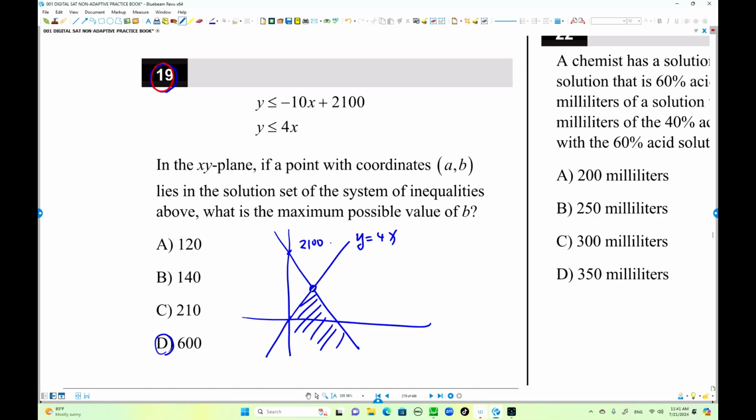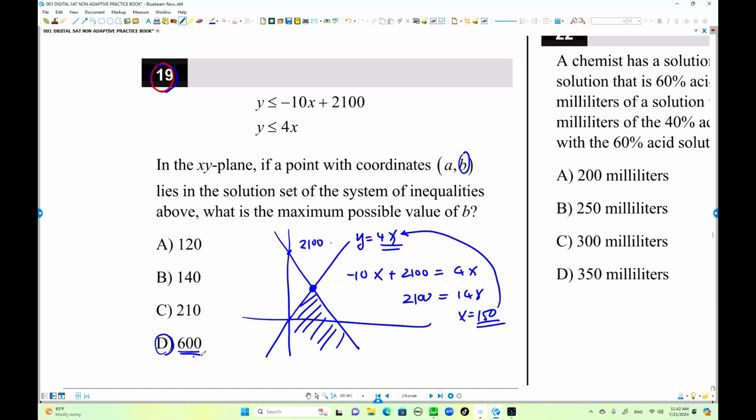So we're going to solve these two equations, right, at the intersection. So negative 10x plus 2100 equals 4x. 14x equals what? 2100. X equals what? 150, isn't it? But we're going to find the value of y. B is the y coordinate. Put this number into any equation. How about this one? This is the easy one. 4 times 150 is 600. Which one is better? Yeah, both will be okay, right?